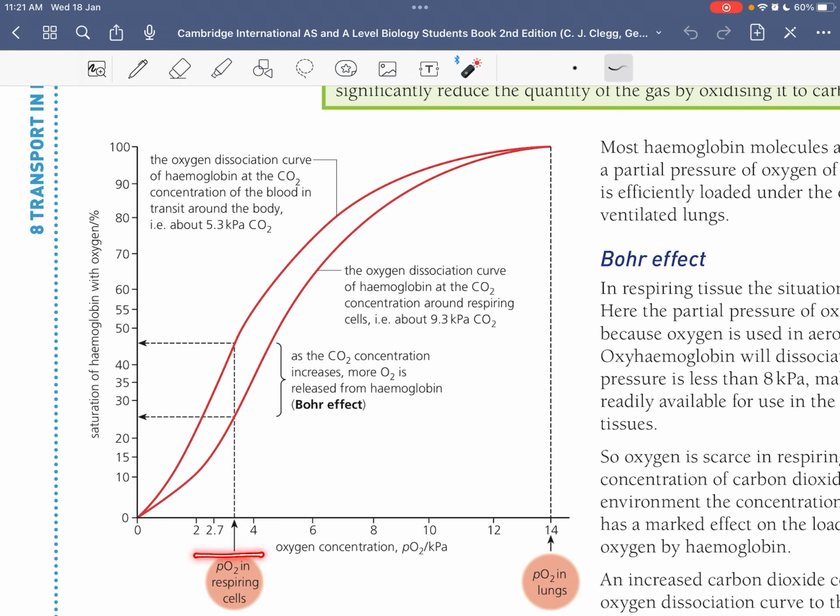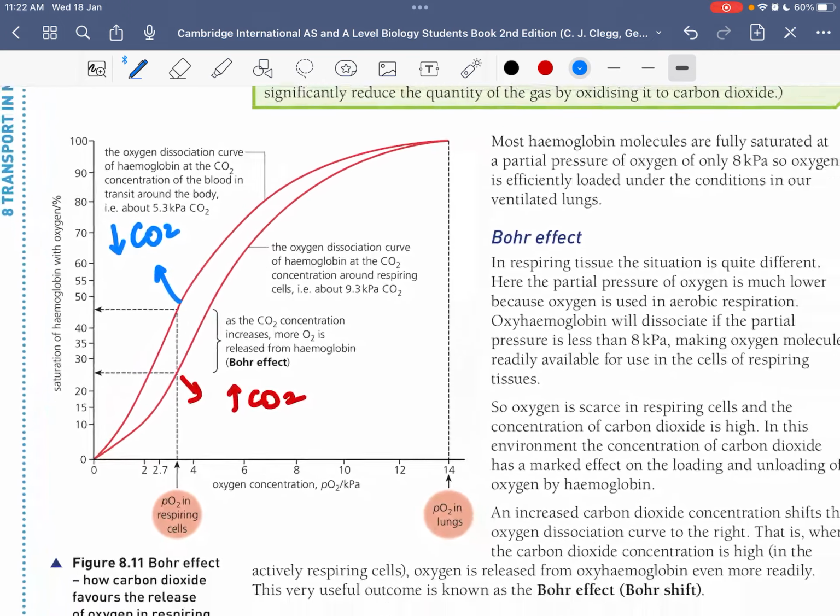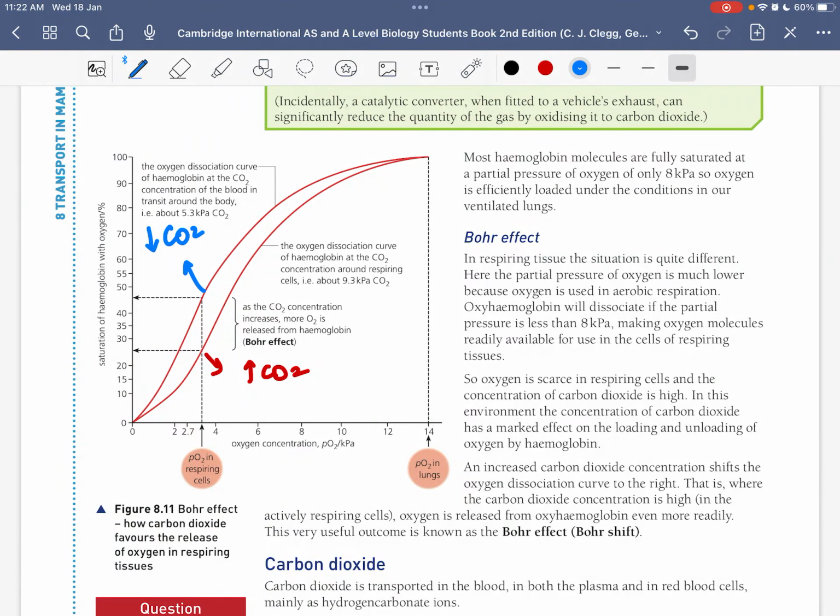The partial pressure of oxygen is the same, but the carbon dioxide concentrations are different. Over here the carbon dioxide is high, and over here the carbon dioxide is low. It very well explains that CO2 plays a far more important role in detaching the oxygen from the hemoglobin as compared to the partial pressure of oxygen, right? So this is a somewhat extended explanation of the Bohr effect.